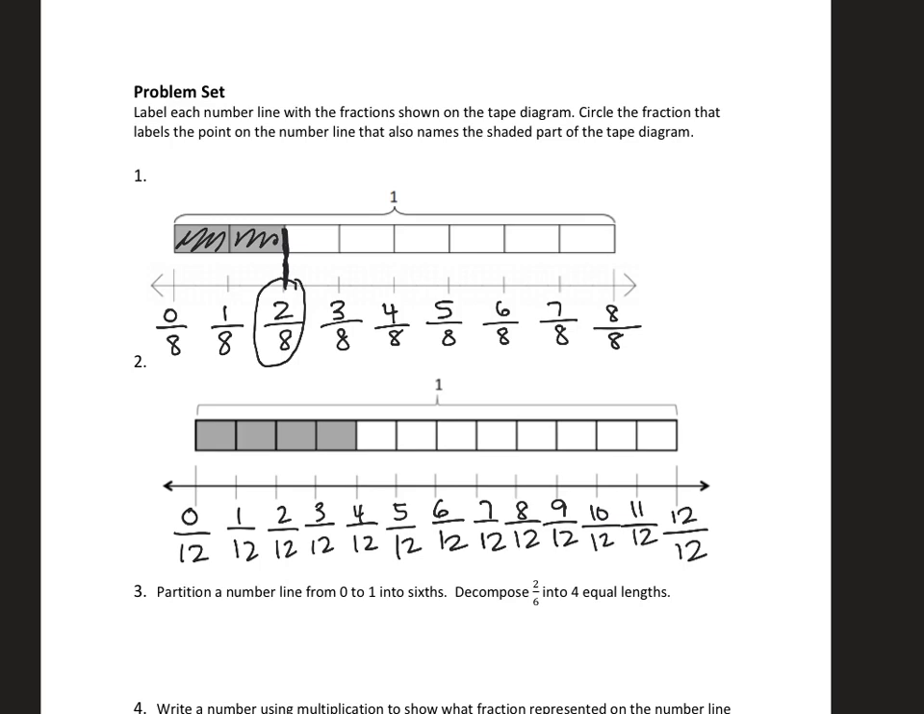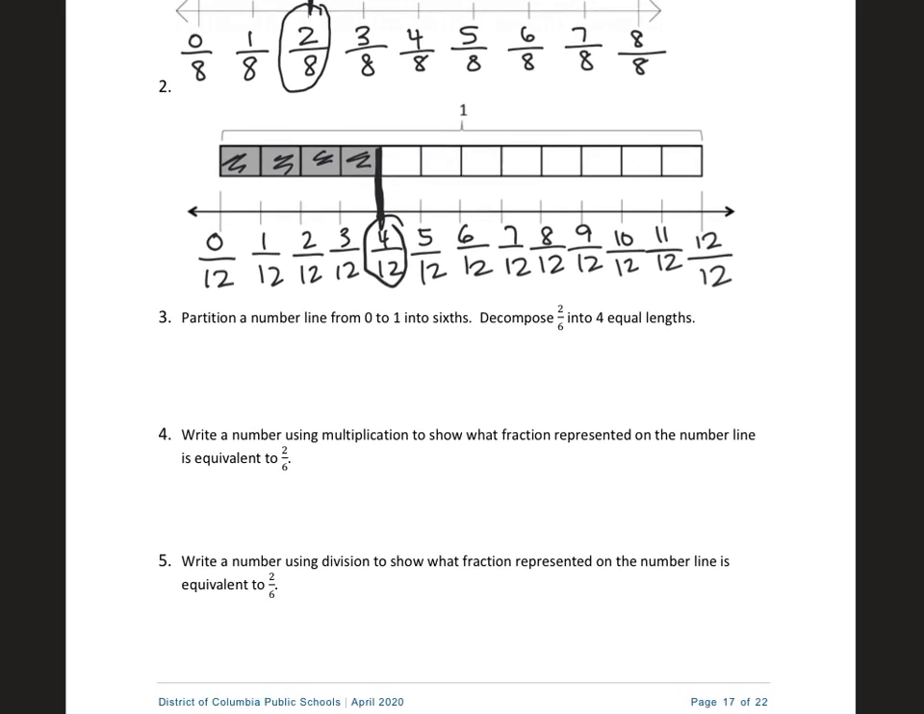Okay, and I'm going to just see which fraction lines up. So I have 1, 2, 3, 4/12 shaded in, and I can see that this lines up right here with 4/12 on the number line. So I'm going to circle that fraction. And that's all we are doing for number 1 and 2.